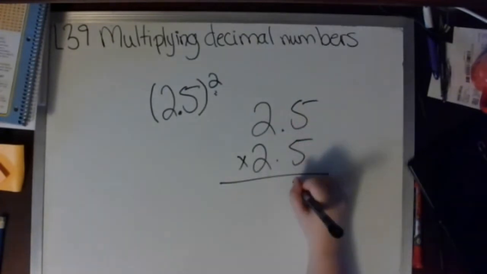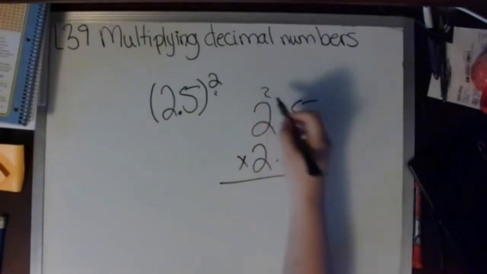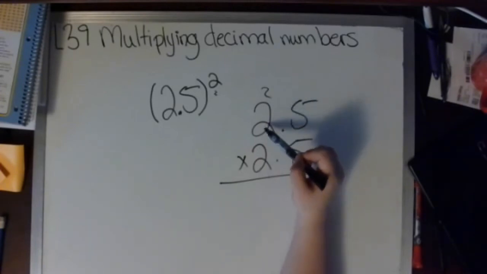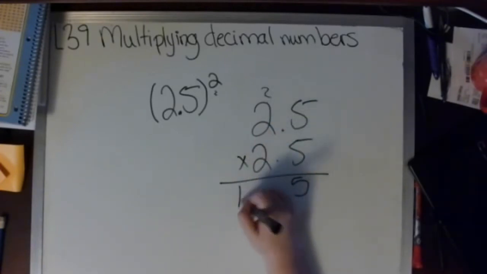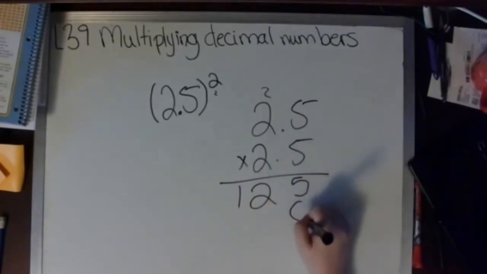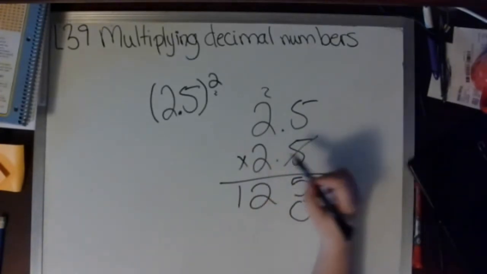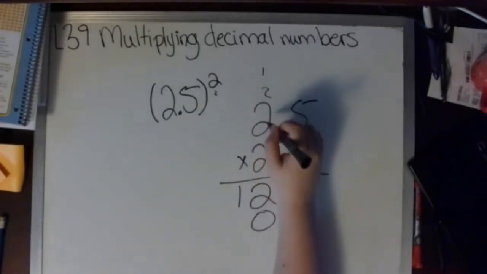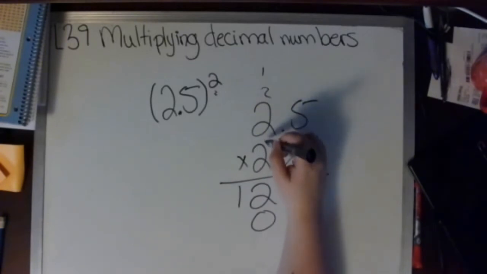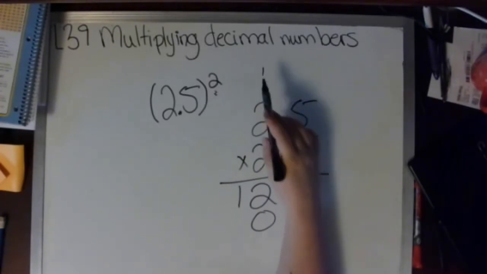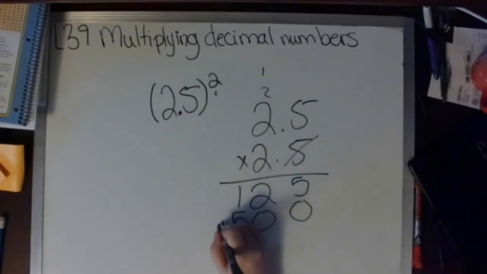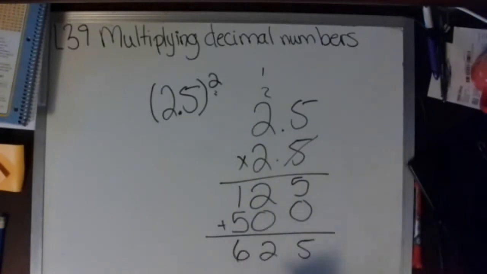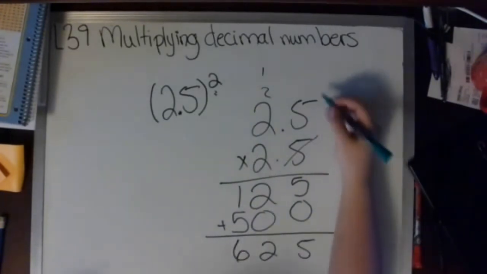5 times 5 is 25. So put the 5, carry the 2. 5 times 2 is 10 plus 2 is 12. Okay, put the 0 because I've now used this number and keep going. 2 times 5 is 10. Carry the 1. 2 times 2 is 4. Add 1 is 5. Add them together. 5, 2, 6.